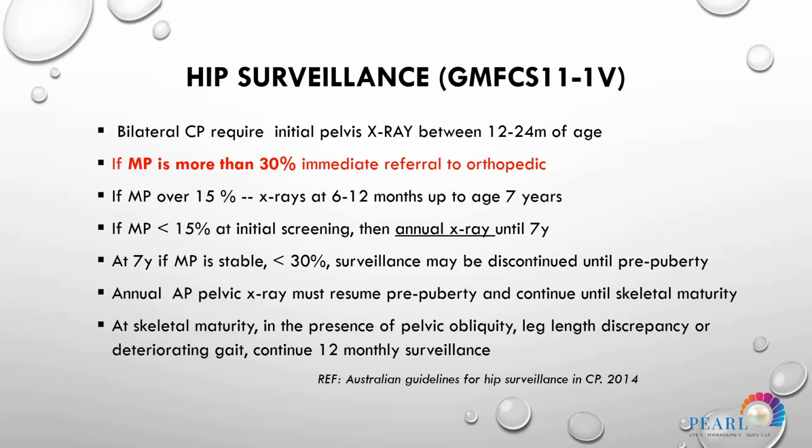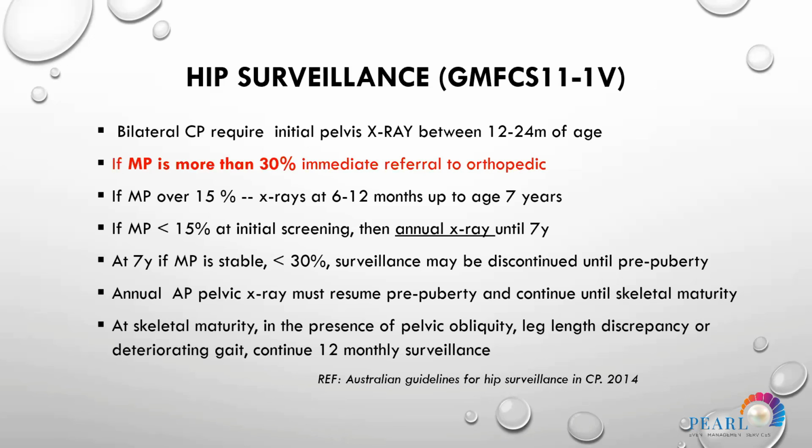And in between 2 and 4, more frequent hip surveillance is required. And if the migration percentage is more than 30%, as I said earlier, the patient should be referred to orthopedic surgeons for intervention. However, if the migration percentage is less than 30%, but more than 50%, then 6 to 12 monthly surveillance is required till the age of 7 years. At 7 years, the surveillance can be temporarily stopped and can be renewed, started again at the pre-puberty level, because in this pre-puberty the child will grow fast. And it should be continued till the skeletal maturity.